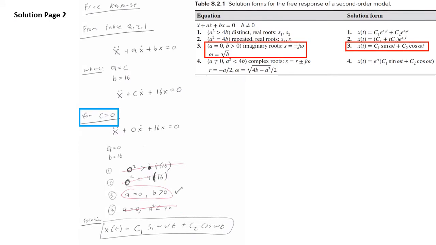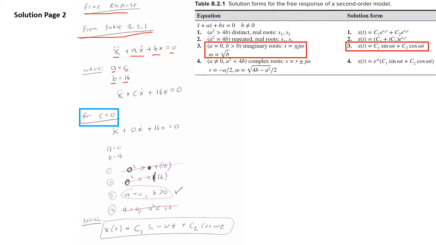So let's just pick the first case here. We'll let c is equal to 0 for the first part of our solution here. So we're looking for free response, so we go back to that table 8.2.1. I've included the table on this slide here as well, so we can quickly reference it. We have our general form, x double dot plus ax dot plus bx is equal to 0, where for our case here, our a is equal to our c value, b is equal to 16.